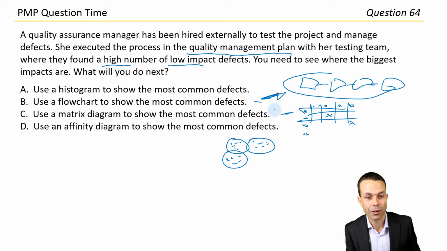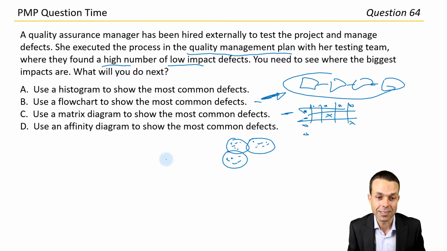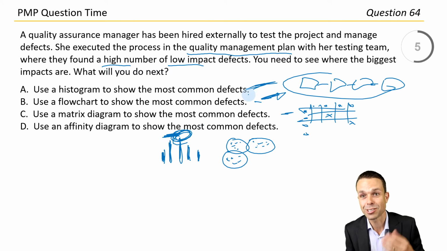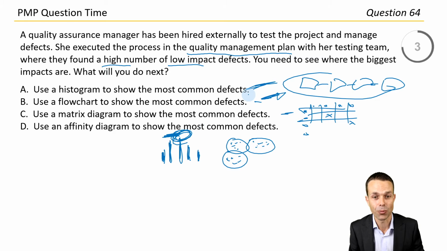That's your affinity diagram. But last but not least is our histogram, where we've got all the defects for this area, all the defects for this area, all the defects for this area. How many have we got? We can see clearly that the most common defect, even if it is a low impact, we still have a high volume of this particular one. That is our histogram, just like a bar chart basically. Very simple, but for us, let's go with answer A.